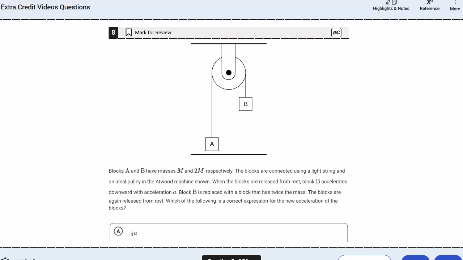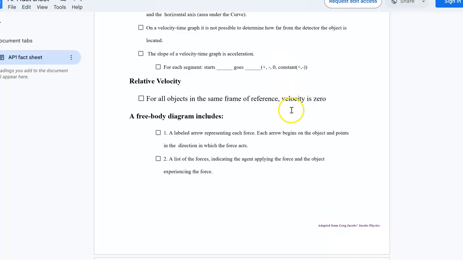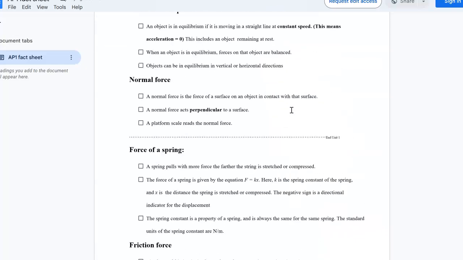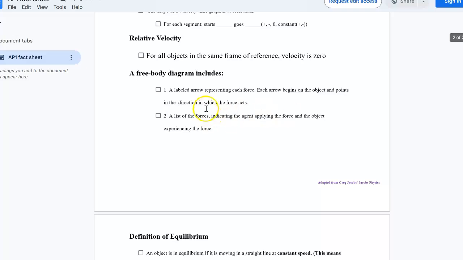Hi, this is the third multiple choice question on the AP Physics C extra credit questions. So here we're given an Atwood machine, and the first thing we know from our physics facts that we should do when we see an Atwood machine is to draw a free body diagram.